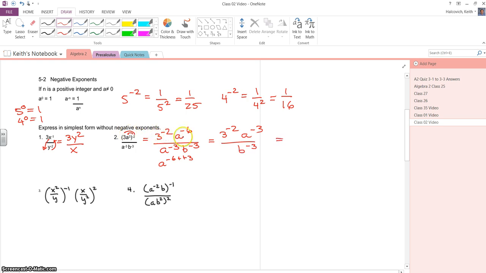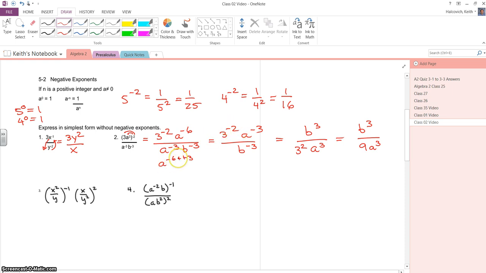Then I would make them positive. So b to the third would have to move to the top to be positive. A to the third would move to the bottom, and same with 3 squared. And then 3 squared would become 9.